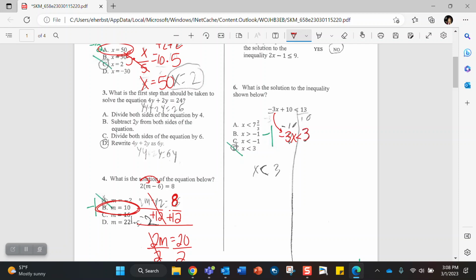And now I have to get rid of that multiplication by dividing. And this is where we have to remember that one new rule with inequalities, that when you divide by a negative, you have to flip your symbol. And so here you can see we're dividing by -3. So we're going to get x is greater than, now the symbol flips, 3 divided by -3 is -1. So x is greater than -1.